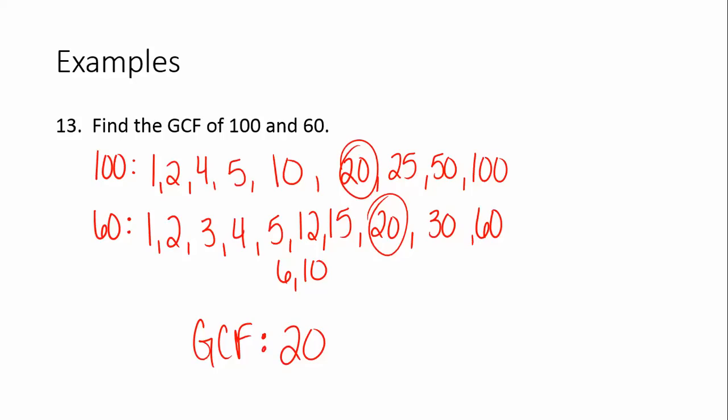And see, here I am trying to be super organized and still missed a factor. So let me make sure I have them again. 1 times 100, 2 times 50, 4 times 25, 5 times 20, and then 10 times 10. Whenever you have a multiple like 10 times 10, you only have to list that factor once. You don't have to list it twice. And then for 60, I think I got them all. 1 and 60, 2 and 30, 3 and 20, 4 and 15, 5 and 12, 6 and 10. 7, 8, 9. Yep. Okay. So the greatest common factor is 20.